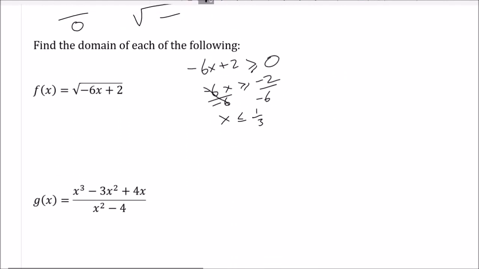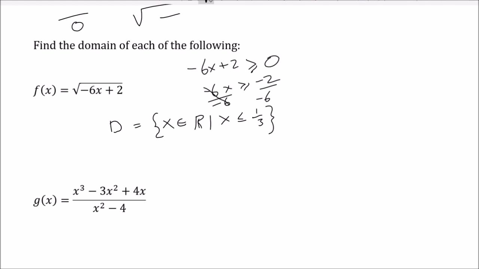All we're going to do is take what I already have as my work. I'm going to put a brace over here, and then I'm going to say x is an element of the real numbers such that, and I'm going to put D equals. The domain is the real numbers such that x is less than or equal to 1/3.